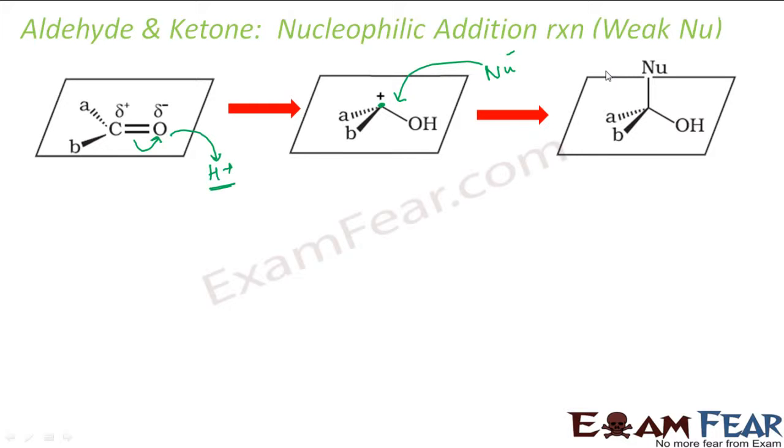So there are two possibilities. One is, the nucleophile is strong and does the attack first. But if the nucleophile is weak, then some H plus comes and attacks this O minus, creates a carbocation, and then the nucleophile can easily come and attack that carbocation. So this nucleophilic addition reaction can happen in two ways: the nucleophile is strong, or the nucleophile is weak.